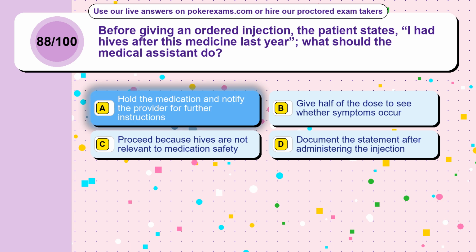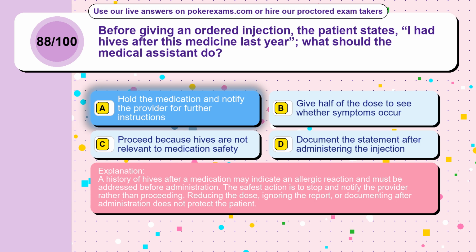The correct answer is option A. Hold the medication and notify the provider for further instructions. A history of hives after a medication may indicate an allergic reaction and must be addressed before administration. The safest action is to stop and notify the provider rather than proceeding. Reducing the dose, ignoring the report, or documenting after administration does not protect the patient.